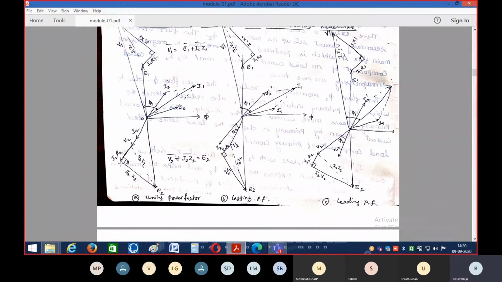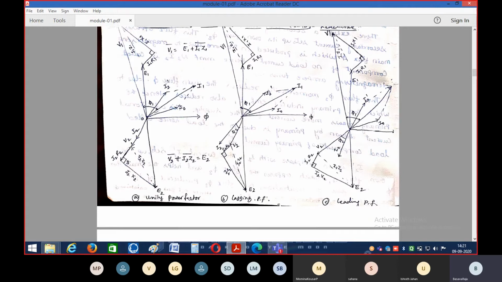Always the resistive drop. Resistive drop means what? I2 into R2 is nothing but the amount of resistive drop due to the secondary winding current. So always it is in phase with the current only. So this is the V2 vector, from the V2 vector if you draw the vector in phase with I2, then this vector represents what? The I2 R2 drop, or the drop due to the secondary winding resistance.